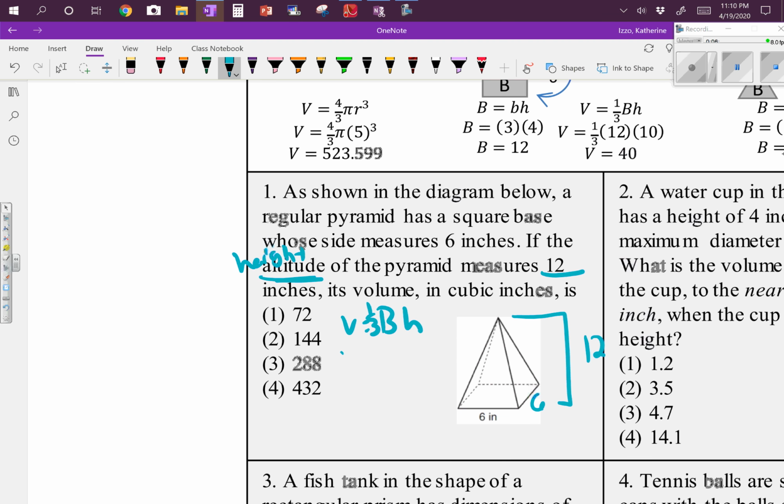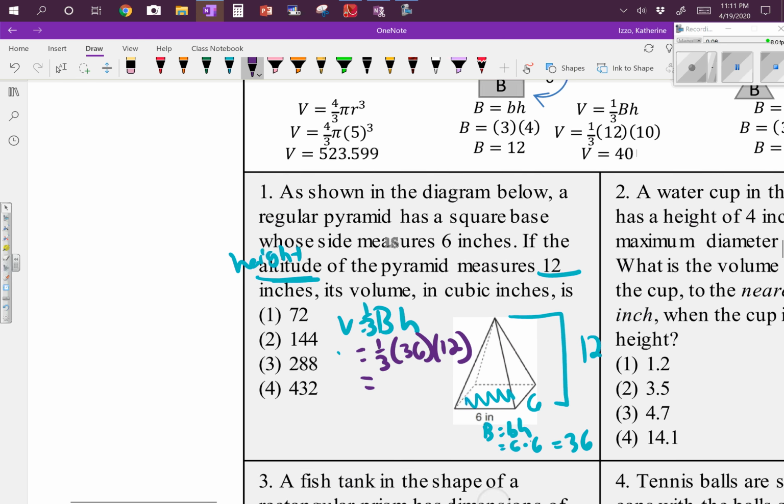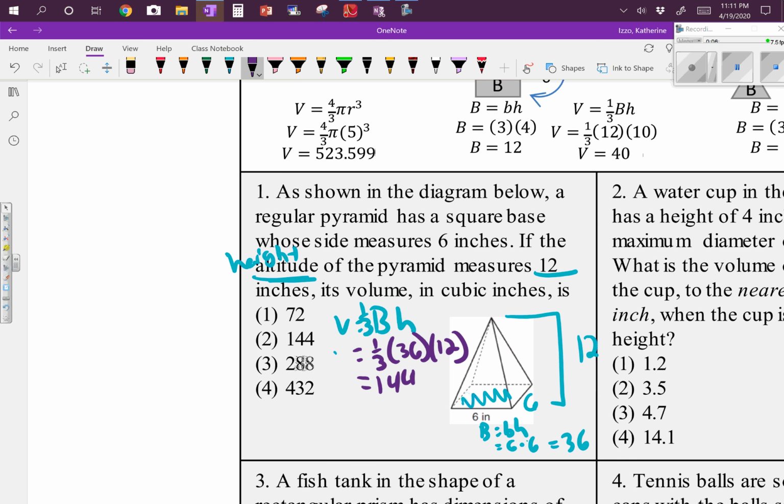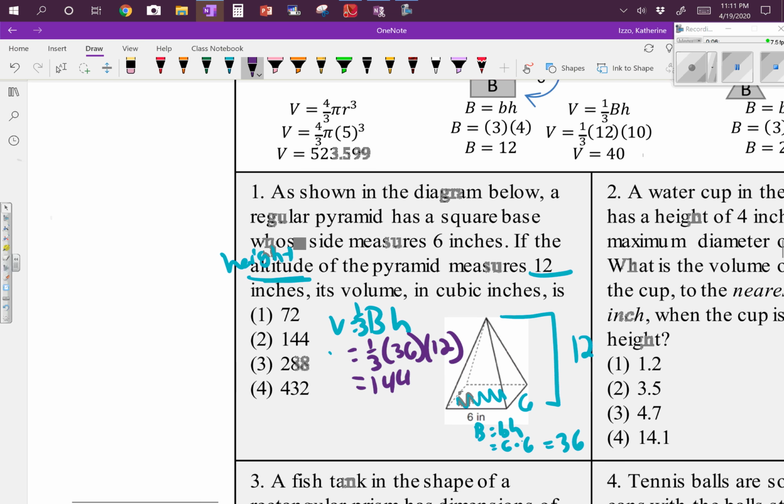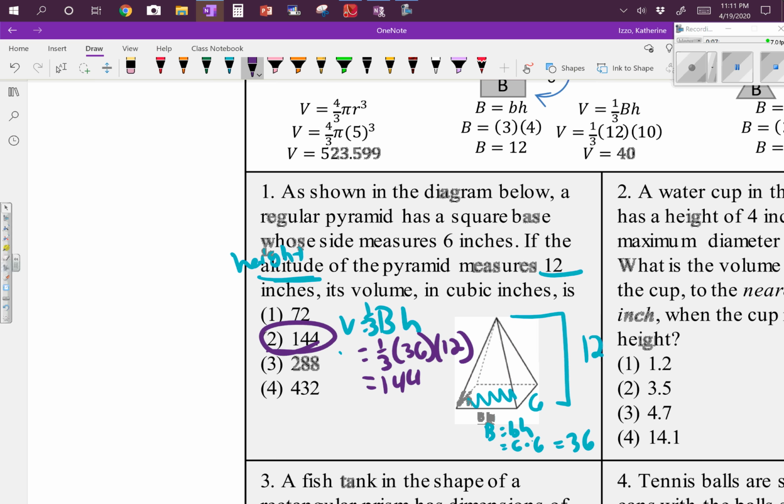So our base is going to be that square. It's got to be that square down there. So base equals little b times little h, 6 times 6, also known as 36. Now we need to plug that into the big formula. So 1/3 of 36 times 12, which is our height. Good job. That's going to get us 144 as the volume. Good job. Okay.